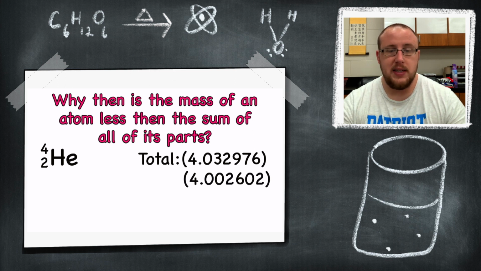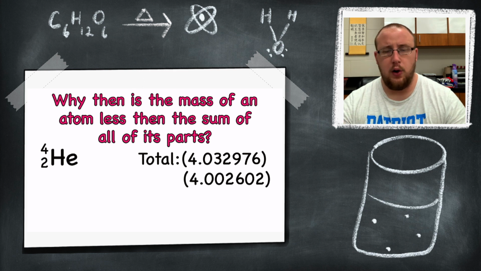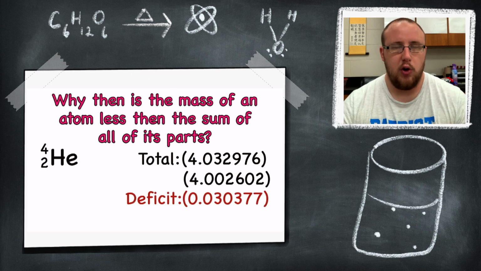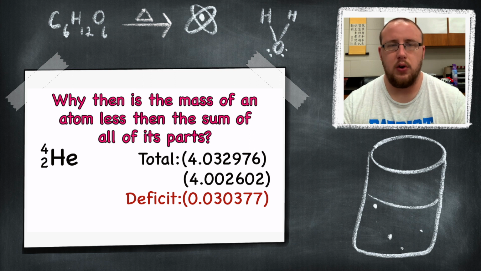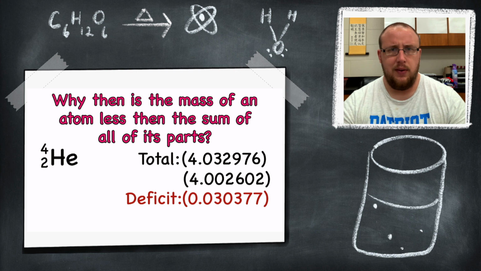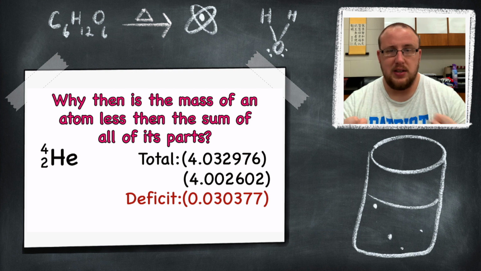Okay, but if we look at our atomic mass or our weighed out mass for helium, it's actually 4.002602. Well, that's different than the number we calculated with everything added together. Why is there a deficit of 0.030377 atomic mass units? If mass is conserved and energy is conserved, whenever I take all of these subatomic particles and put them together, why is there less than when I started with them?